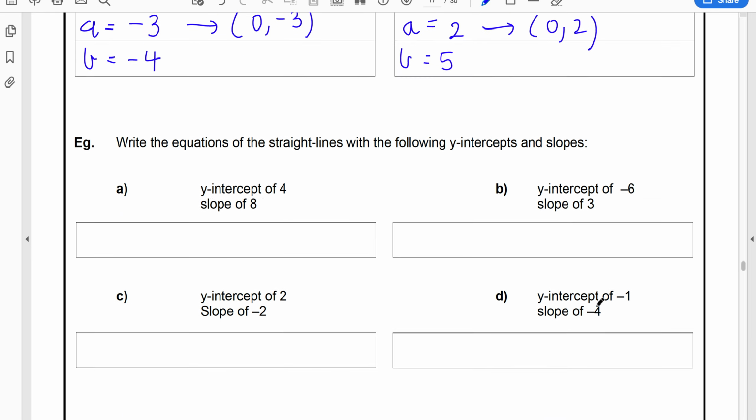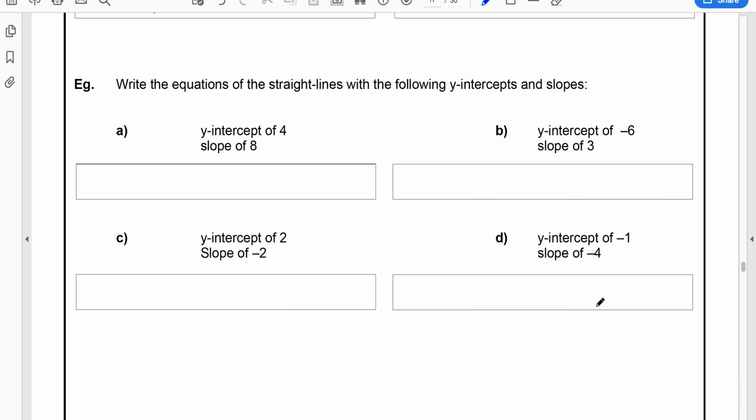So this is going backwards now. What if you are given your y-intercept and your slope and you're asked to form the equation? Remember, we always write the equation in this form. That's your structure. You don't have to write this, I'm just going to do it underneath for those who find it helpful.